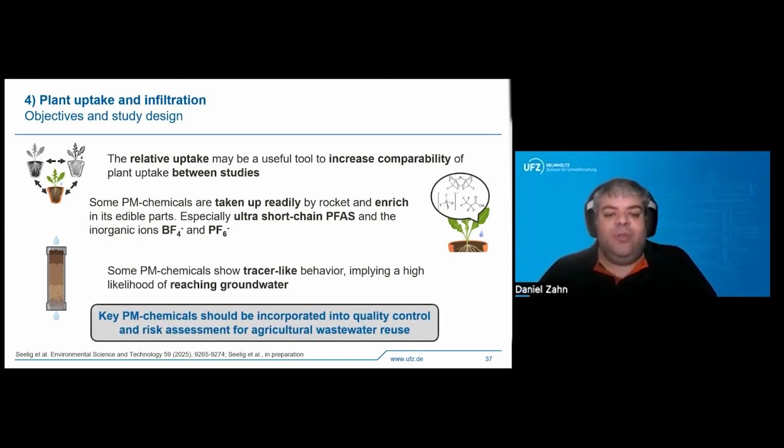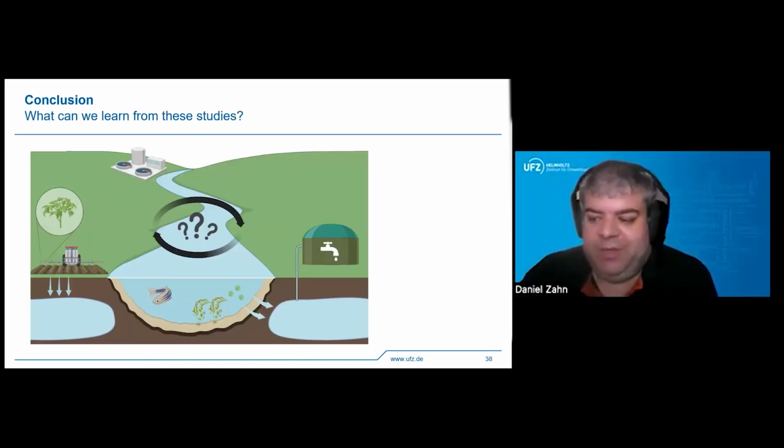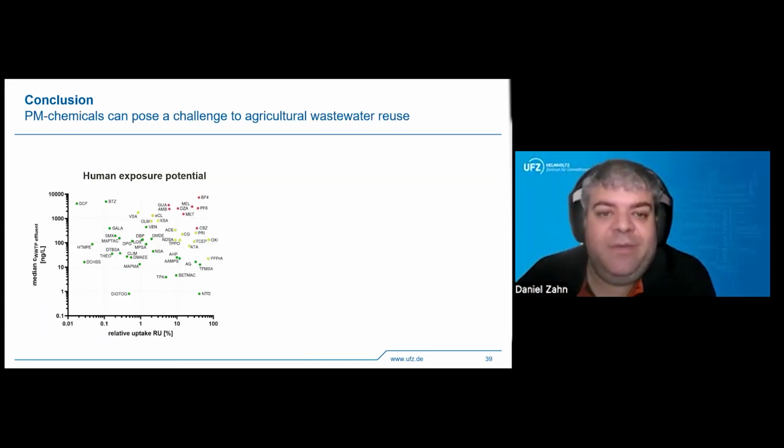From this, we conclude that it's important to include key PM chemicals into risk assessment and quality control for agricultural wastewater reuse. With this, we finished our way through the water cycle. But now I want to have a closer look at what we can learn by comparing these studies to one another.